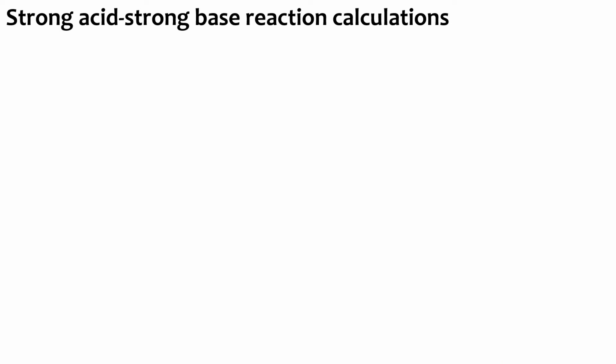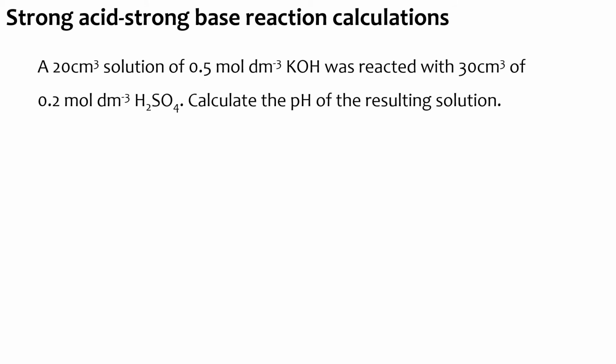Now the next type of example we're going to look at is strong acid and strong base reaction calculations. This is where we actually put an acid and a base together, and we would get perhaps a neutralization, or more often we get an excess of one of the chemicals left over. So a 20 centimetre cubed solution of 0.5 molar KOH was reacted with 30 centimetres cubed of 0.2 molar H2SO4. Calculate the pH of the resulting solution. So we're being asked to calculate the pH of what is left over at the end. Okay, so this is the leftovers.